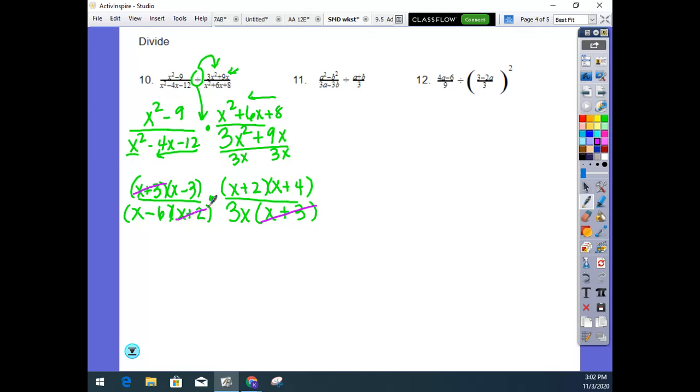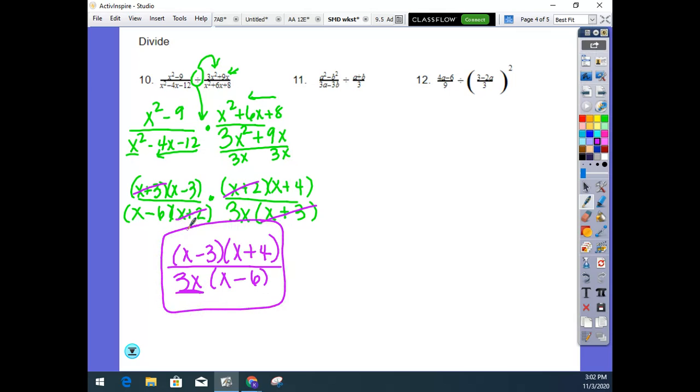Anything from the top can cancel anything from the bottom. I always put, if there's a single piece, I just put that in the front, but it doesn't matter. If you had these two switched, that's okay.